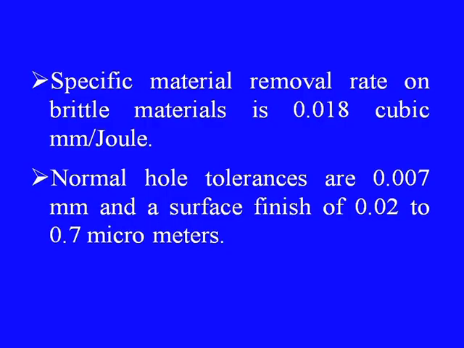Under ideal conditions, penetration rates of 5 millimeter per minute can be obtained. Power units are usually 500 to 1000 watt output units, and in this process a specific material removal rate on brittle material of 0.018 cubic millimeter per joule can be obtained. Normal hole tolerances are 0.007 millimeter and a surface finish of 0.02 to 0.7 micrometers can be obtained.